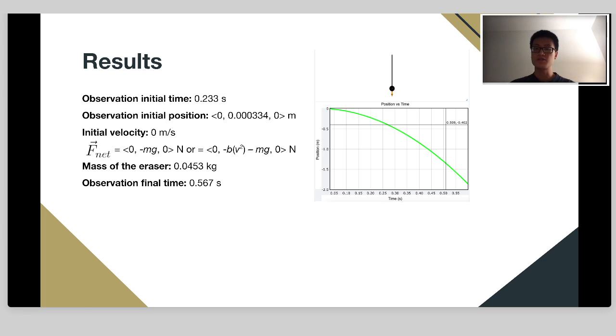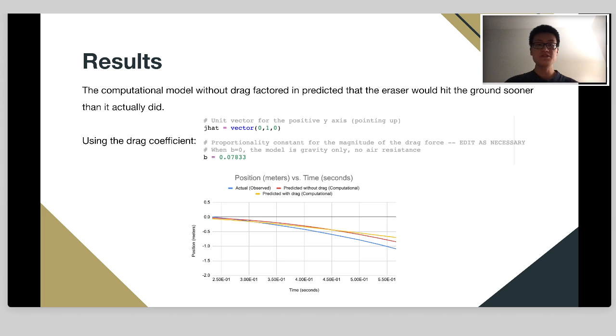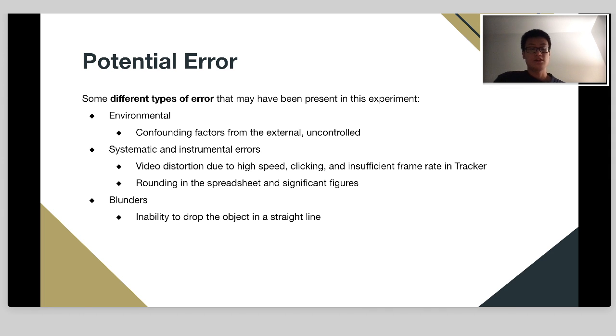A crucial physical model was that our net force could be modeled by negative b times v squared minus mg, or alternatively the drag coefficient b factored in. Our computational model showed that drag, when it was factored in, would have the eraser hitting the ground at an earlier time than when it was simply just gravity. Both of our computational models showed that there was actually less time elapsed between the eraser hitting the final position than was observed.